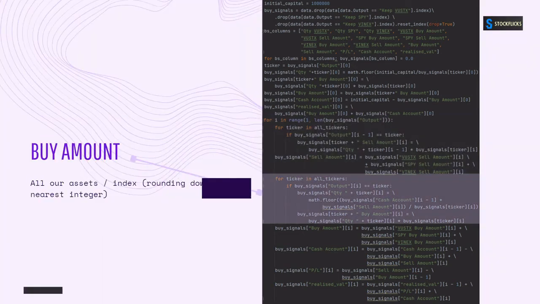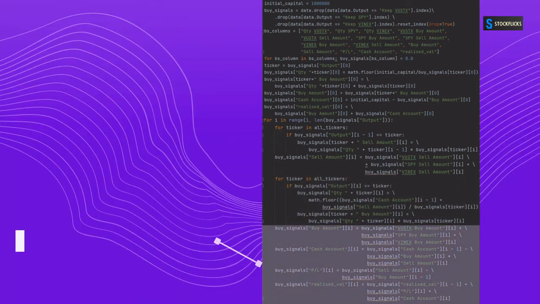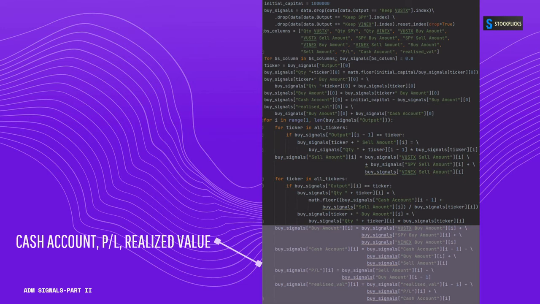Next, we will determine the ticker of the output this period. The quantity will be equal to the cash we have divided by the index value, rounding down to the nearest integer. Note that the cash we have equals the cash we have last period plus the cash we get from selling this period. Then, we calculate the buy amount using the product of price and quantity, which is the same value as the total buy amount this period. The new cash account will differ from last period due to the effect of buy and sell amount. We can also calculate the profit and loss by finding the difference between the buy and sell amount. Finally, the new realized value will change according to the profit and cash.